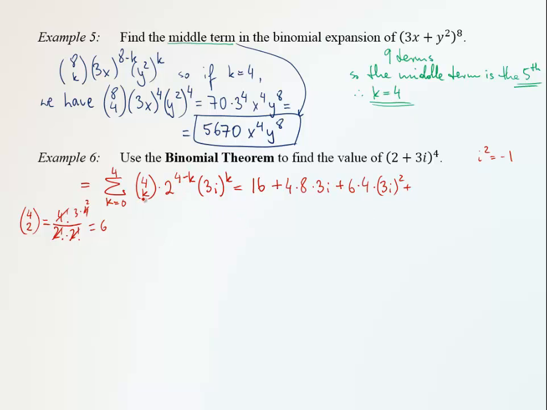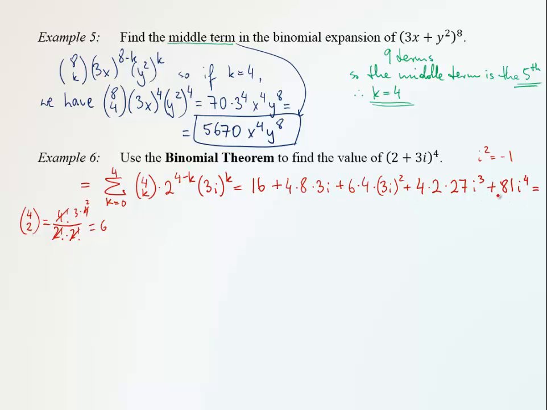Now if k is 3, 4 choose 3 is the same as 4 choose 1, so it's just 4. 2 to the 4 minus 3 is just 1, so it's 2. And (3i) to the 3: 3 to the 3 is 27, and i to the 3 stays. Plus, finally, if k is equal to 4, then 4 choose 4 is just 1, so we don't have any extra coefficient here. 2 to the 0 disappears, and (3i) to the 4 is like 3 to the 4, which is 81, times i to the 4.